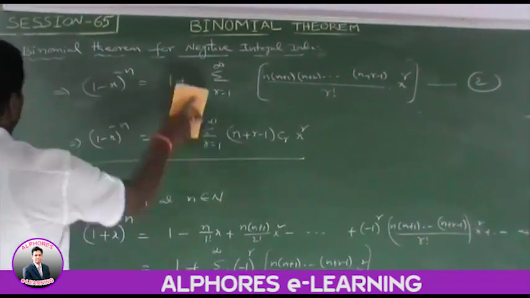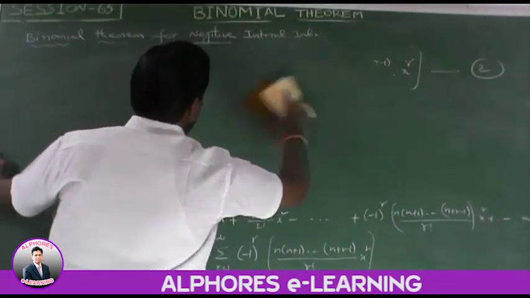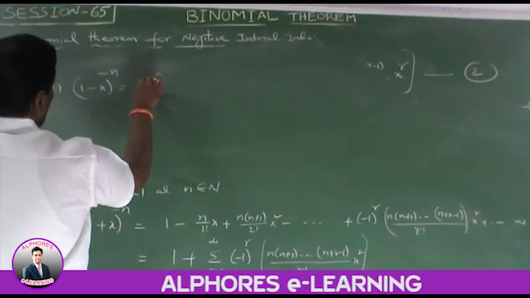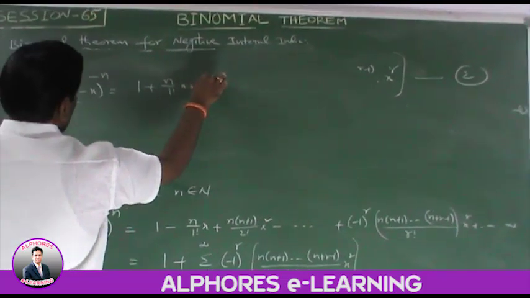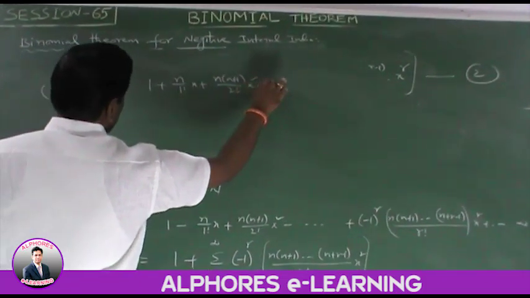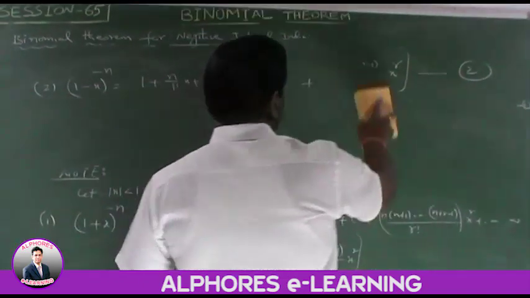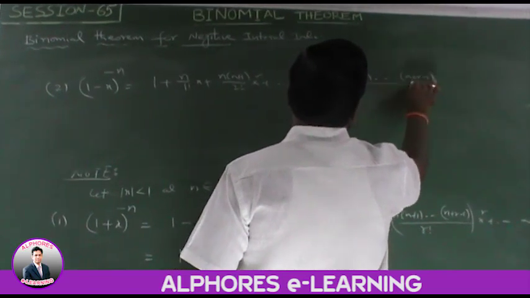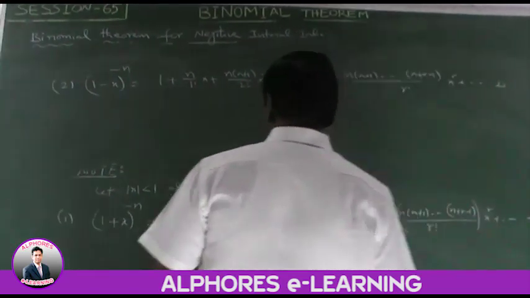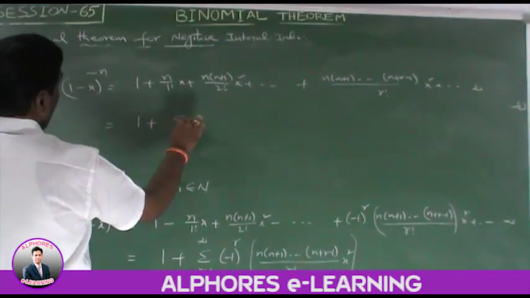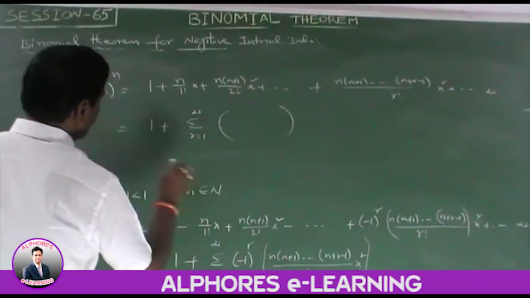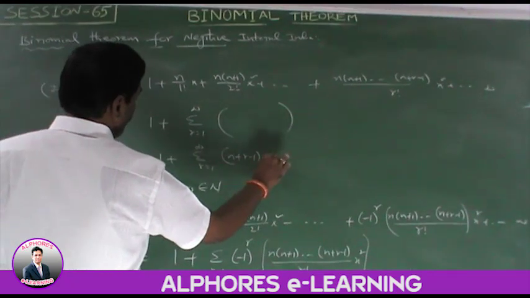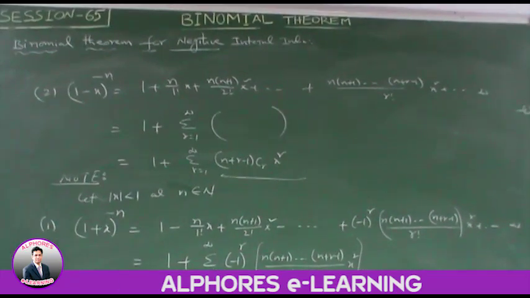Similarly, second formula, 1 minus x whole power minus n. We take all terms positive. 1 minus x whole power minus n is equal to 1 plus n by 1 factorial into x plus n into (n plus 1) by 2 factorial into x square plus so on, the rth term n into (n plus 1) so on (n plus r minus 1) by r factorial into x power r, so on infinite. It can be written in this way: 1 plus sigma r is equal to 1 to infinity n plus r minus 1 C r into x power r. These are the standard formulas. Okay.